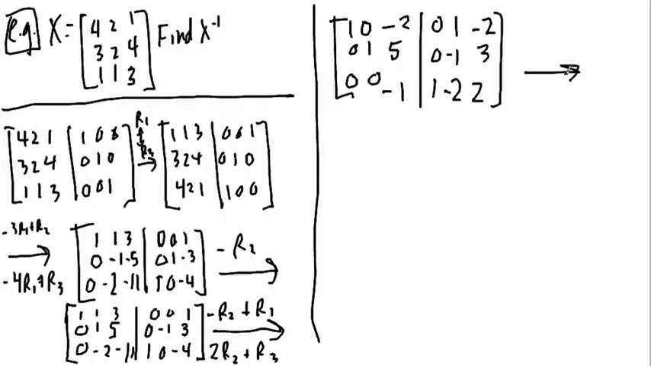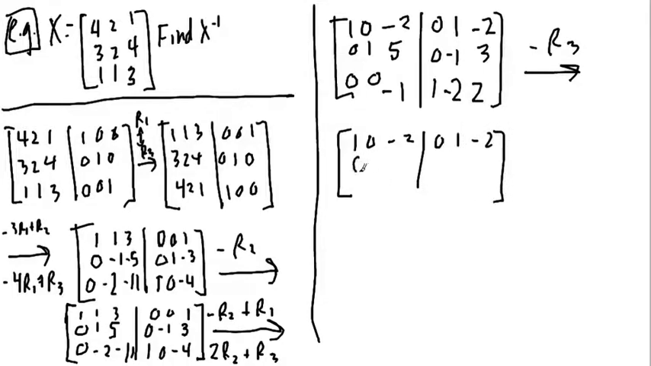Now we're going to take the negative of the bottom row because I want a 1 here. And I got 1, 0, negative 2, 0, 1, negative 2 as expected, 0, 1, 5, 0, negative 1, 3, and 0, 0, negative 1, 1, negative 2, 2. And I want to get rid of this 5 here and this negative 2 upstairs.